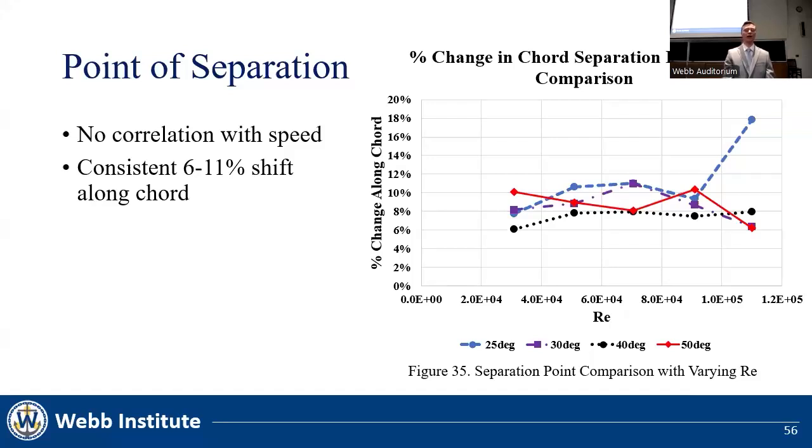Instead, the wavy leading edge consistently shifted the point of separation between 6 and 11% further along the chord. There was one value that fell outside of this range with an 18% shift further along the chord. This occurred at an angle of attack of 25 degrees and a Reynolds number of 1.1 times 10 to the fifth. When observing the velocity field, there is the most noticeable difference in the entire wake region at these conditions. It is possible that the wavy leading edge was able to reintroduce the most energy into the boundary layer at these conditions.